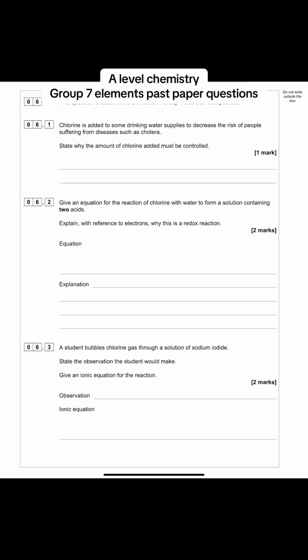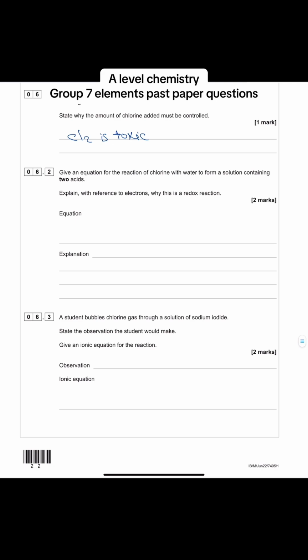The first question again is about chlorine, where chlorine is added to some drinking water supplies to decrease the risk of people suffering from disease such as cholera. State why the amount of chlorine added must be controlled. We know that chlorine is poisonous, or is toxic, so we have to control the amount of chlorine. So you simply can say chlorine is toxic, and that should get you the mark.